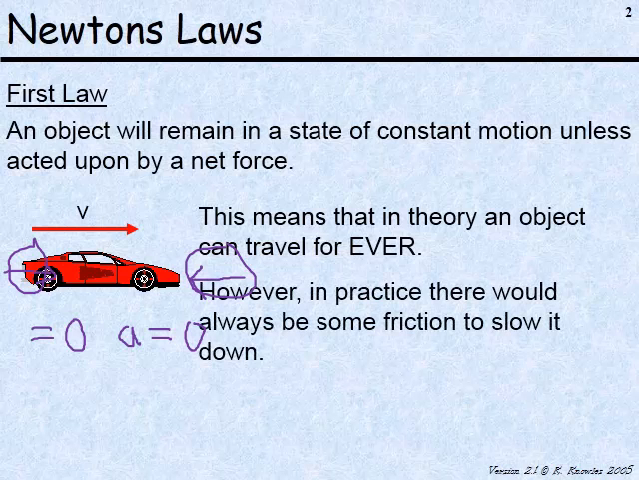However, as the diagram illustrates, in practice in the universe there will always be some sort of friction to slow the vehicle down, be it this wonderful Ferrari that I own, or the USS Enterprise from friction from, say, interstellar dust.